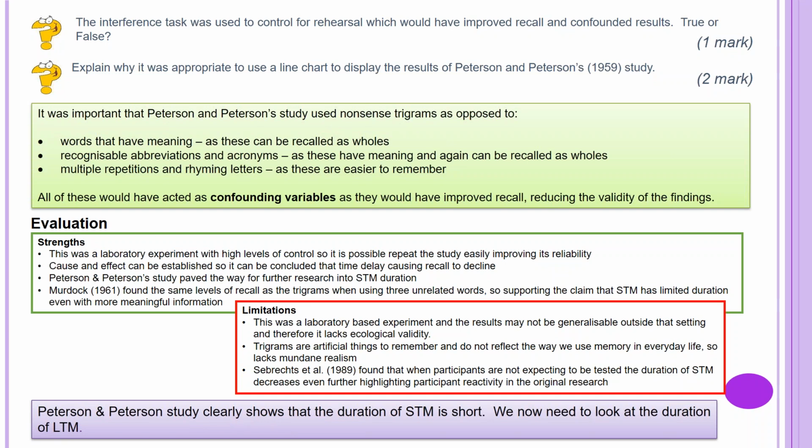Okay, for 2 marks here then, a clear explanation of why it was appropriate to use a line chart to display the results of Peterson and Peterson's study. Line graphs are often used to show a trend over time, i.e. number of days, hours, minutes or seconds, therefore represents continuous data. Therefore, as Peterson and Peterson's research used 3-second, 6-second retention intervals, a line graph is the most appropriate graph.